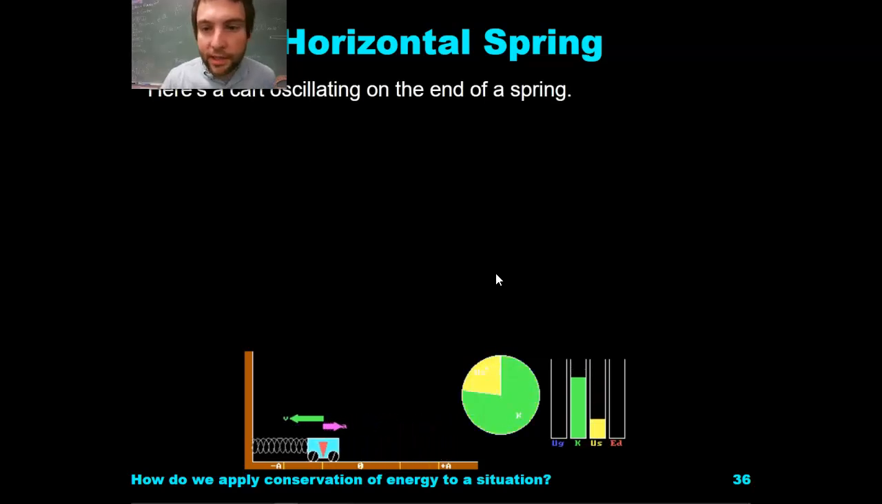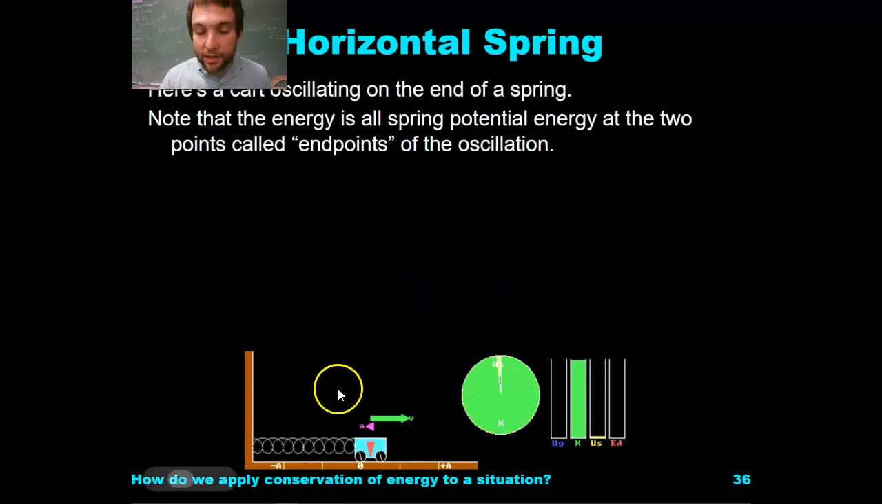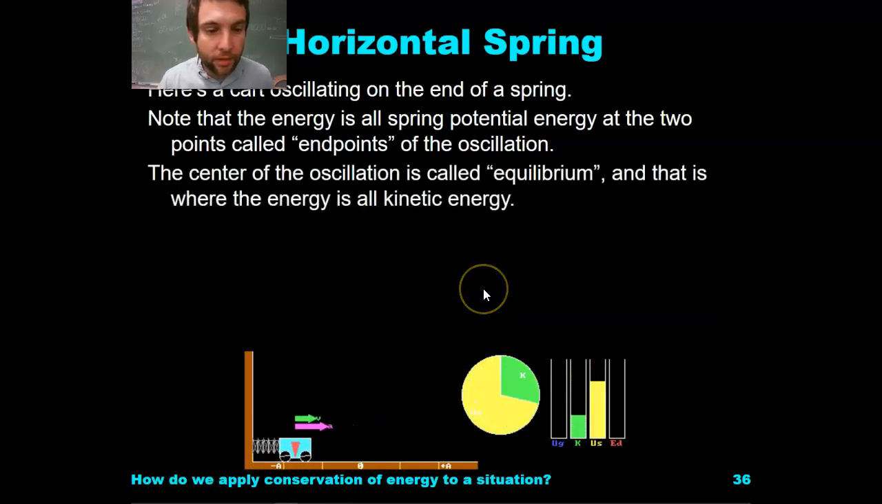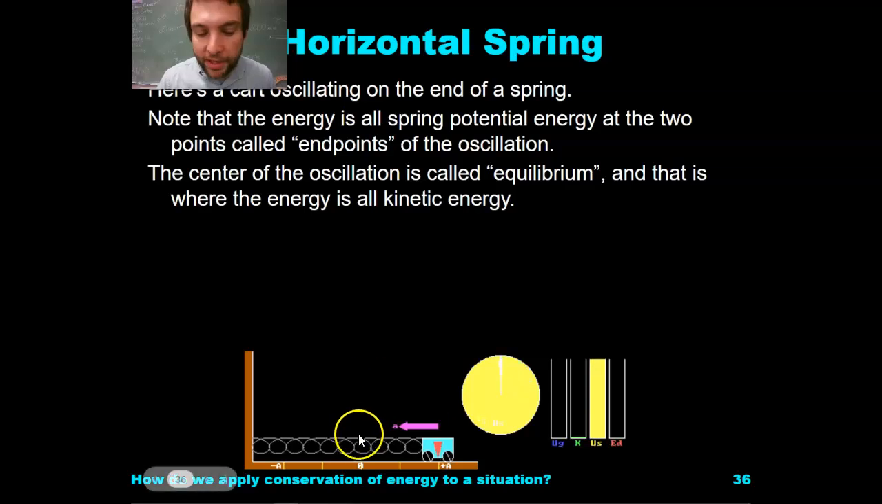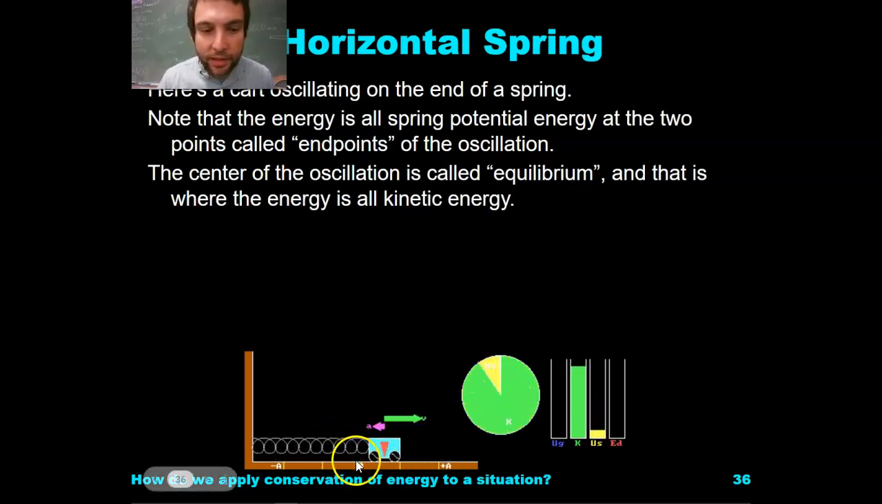Here's a cart oscillating on the end of a spring. Note the energy is all spring potential energy at the 2 points called the end points of the oscillation. So at negative A and positive A. The center of the oscillation is called the equilibrium. That's 0 right here. This is our equilibrium spot. That's where all of the energy is kinetic.